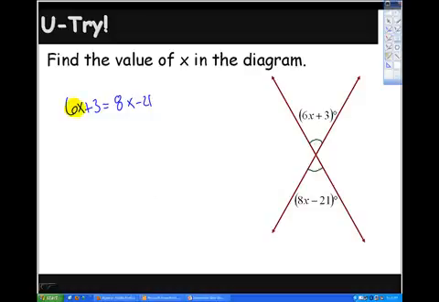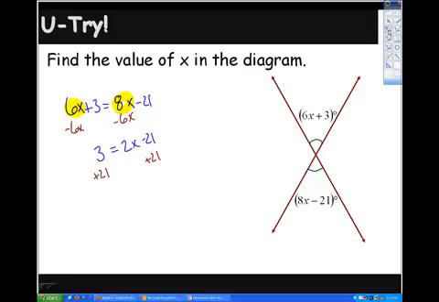The way I like to solve having variables on both sides is to get them all on one side as quick as we can. So I'm going to subtract 6x from both sides. The reason I'm subtracting 6x instead of 8x is because I like it when the x's come out positive if possible. 8x minus 6x is 2x minus 21. Now we're going to go ahead and add this 21 to both sides, undo that subtraction.